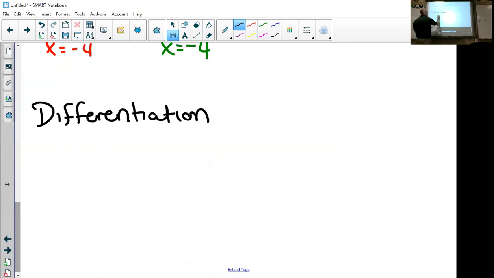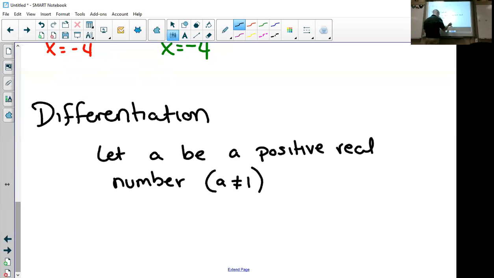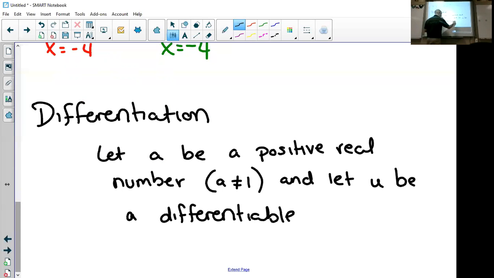We have a couple rules. So here, let a be a positive real number where a does not equal 1, and let u be a differentiable function of x.